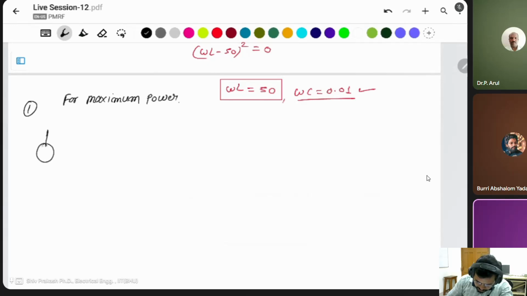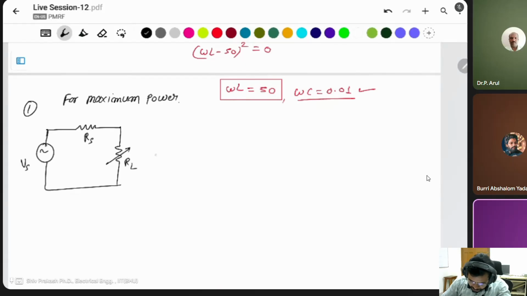The circuit looks like that. This is RL, this is RS. Suppose this is VS. In this case, for P max, for maximum power, RL should be equal to RS. You know very well about that. Load resistance should be equal to the source resistance.